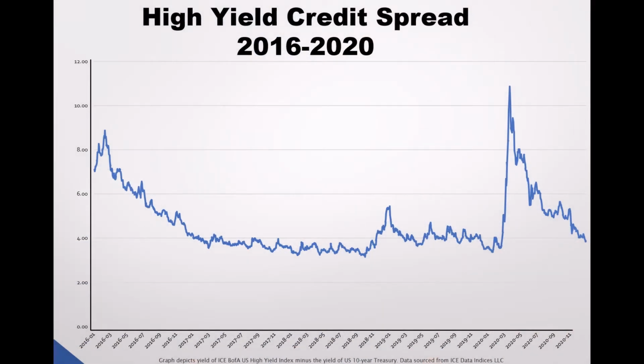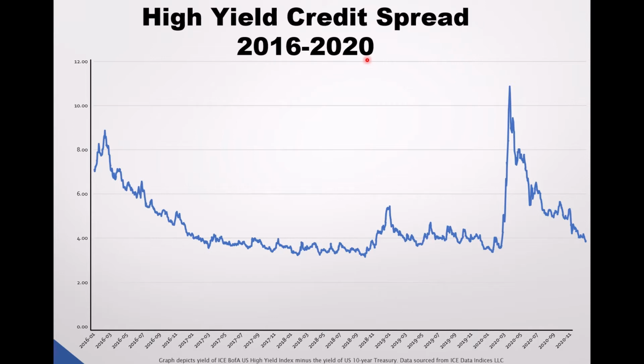This credit spread chart, the time frame we're looking at is 2016 through 2020, and the line we're looking at is the actual credit spread itself. This is the yield on junk or high yield bonds compared to the yield on treasuries. We take the treasury yield, subtract it from the high yield bond yield, and the difference is graphed on this chart as a credit spread.